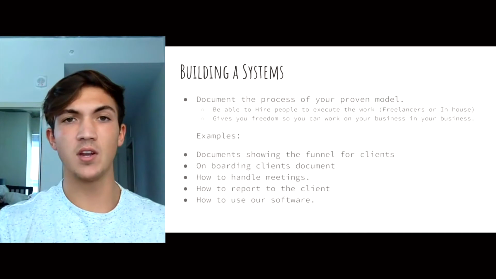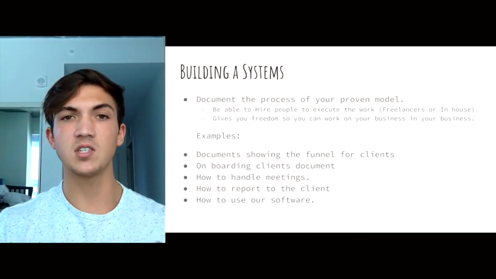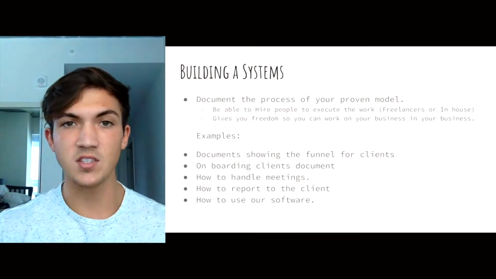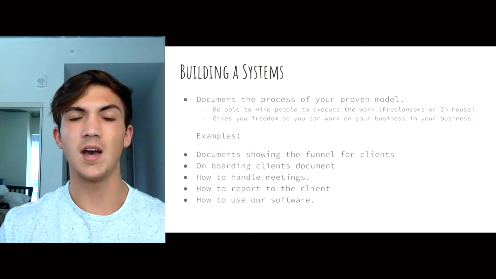Like the average millionaire has 7 streams of income. So how do they do that? It's by building a system and a process around it. If you don't have a system and process, how could you sell your marketing company? How could you do that?